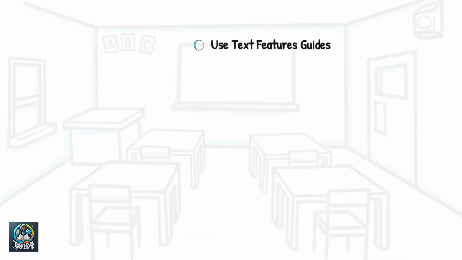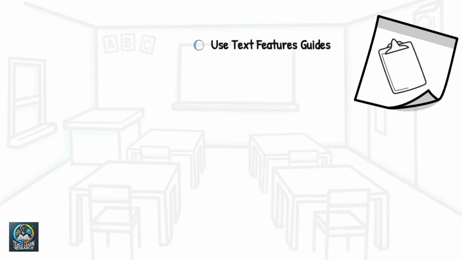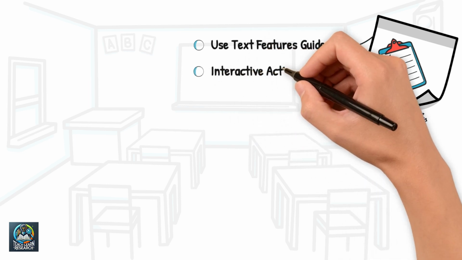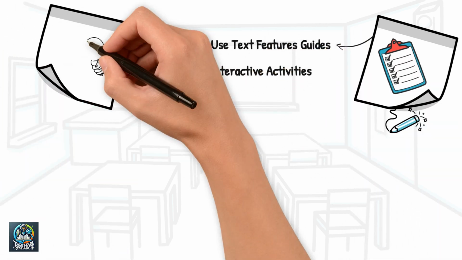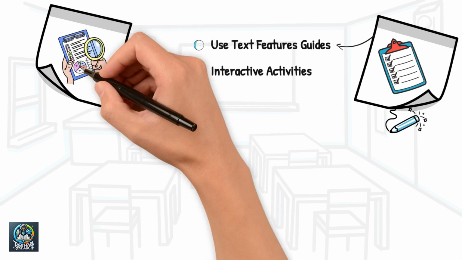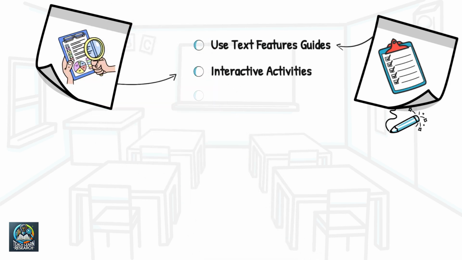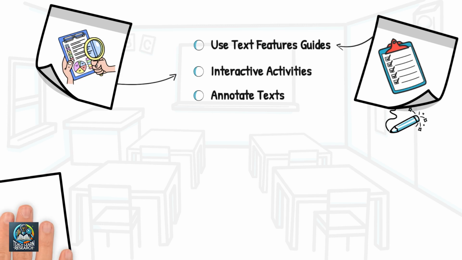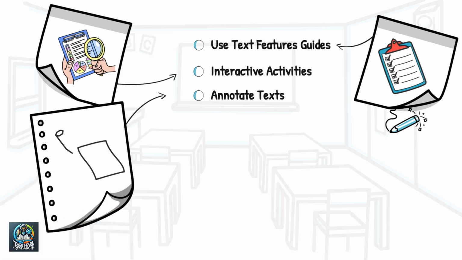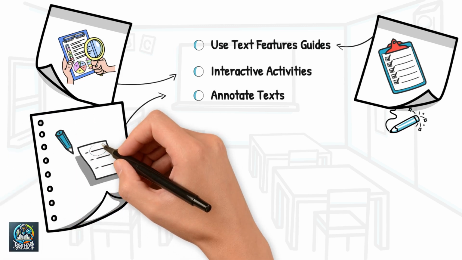Use text features guides. Provide students with a guide or checklist of common text features and their purposes. Interactive activities. Use activities like scavenger hunts where students find and label text features in a given text. Annotate texts. Encourage students to annotate texts, marking and noting the purpose of each feature.